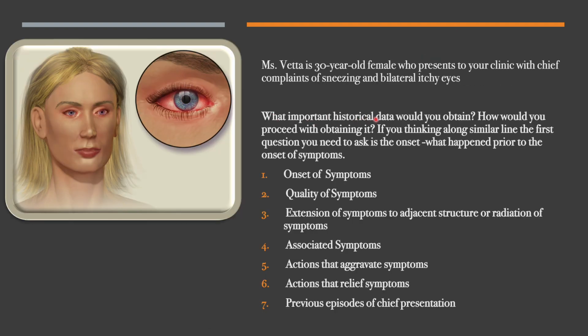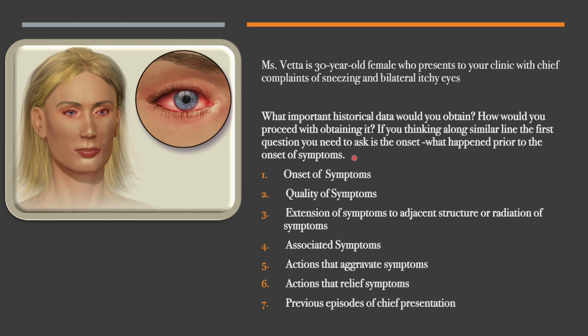What important historical data would you obtain? How would you proceed with obtaining it? If you are thinking along similar lines as I am, the first question you need to ask is the onset of symptoms. What happened prior to the onset of symptoms or at outset?